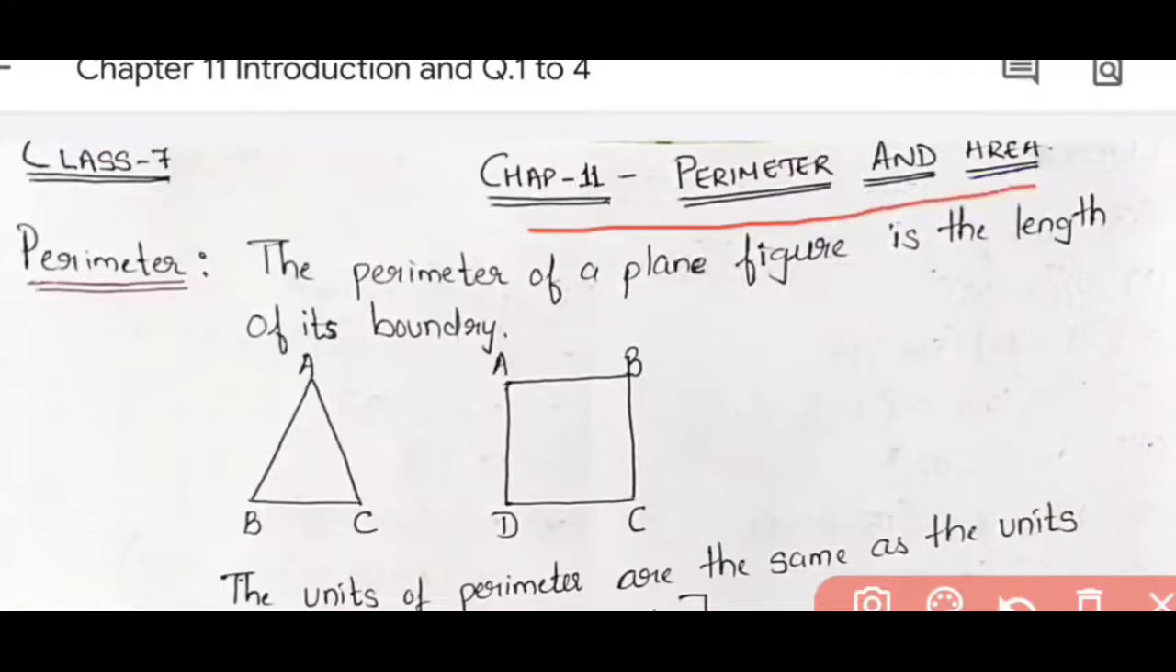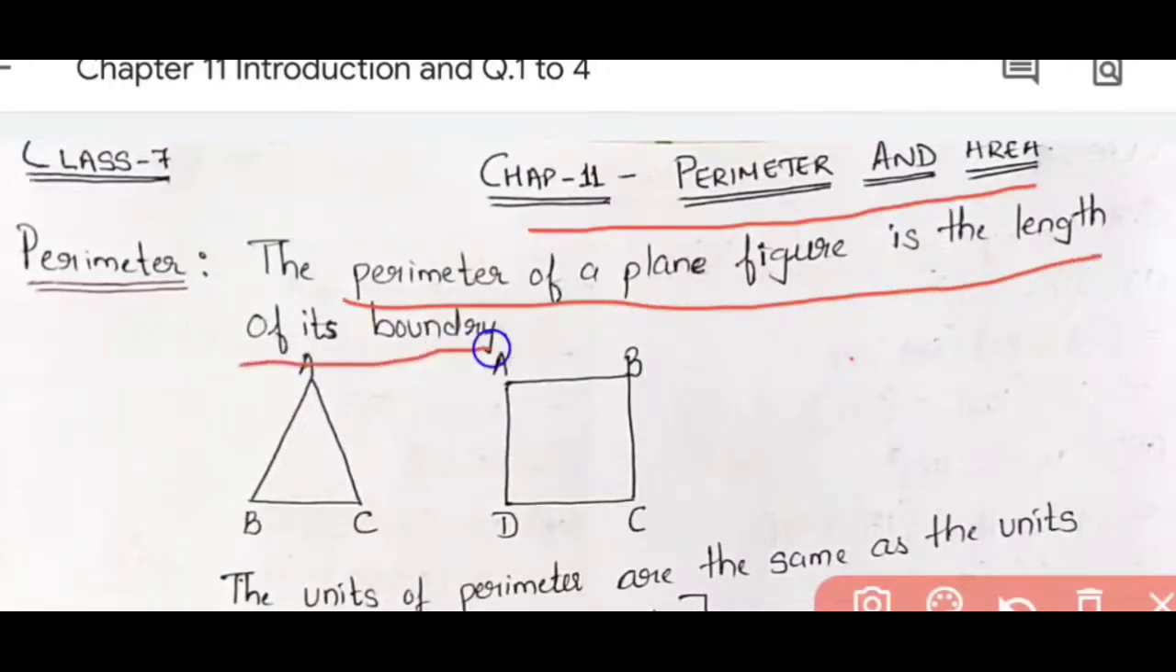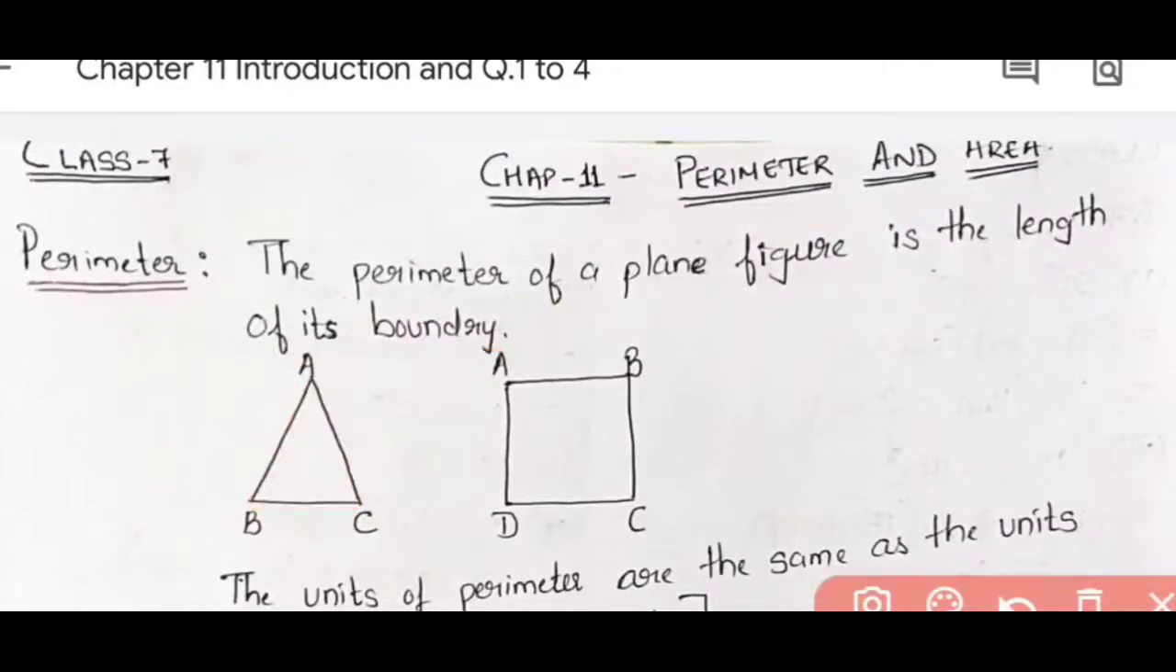So let us first revise what is perimeter. Let me give you the definition of perimeter. The perimeter of a plane figure is the length of its boundary. Let us take two plane figures. Let me take one example of triangle ABC. So what is perimeter? Perimeter is the length of its boundary. Length, what is length? AB, BC plus AC. If we add them, we will get perimeter of its boundary.